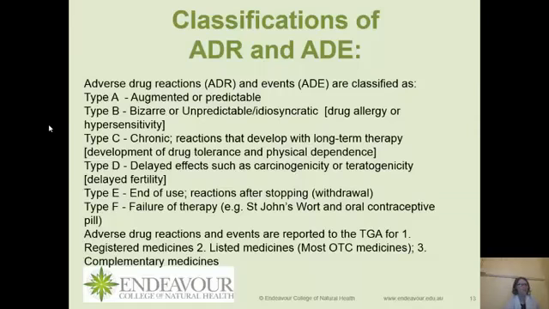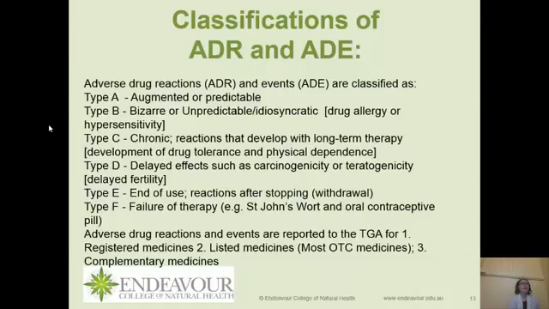Now, type E is end of use. Those adverse drug reactions that you see once you stop taking the medication, a withdrawal symptom. We mentioned drugs used to treat anxiety and how the person develops tolerance. You'll see that with these medications, another problem is when you stop taking them, the withdrawal symptoms that you see. So the drug tolerance was a type C classification, but the withdrawal symptoms were a type E, end of use.